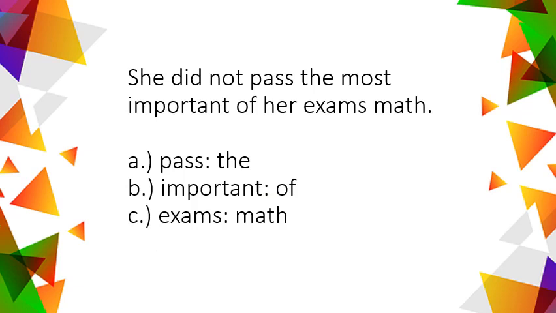Let's see this sentence: she did not pass the most important of her exams: math. Now here the person is talking about one subject out of all exams. Let's see the options. Option A, pass colon the. Option B, important colon of. Option C, exams colon math. So according to this, option C is the correct answer. She did not pass the most important of her exams: math.